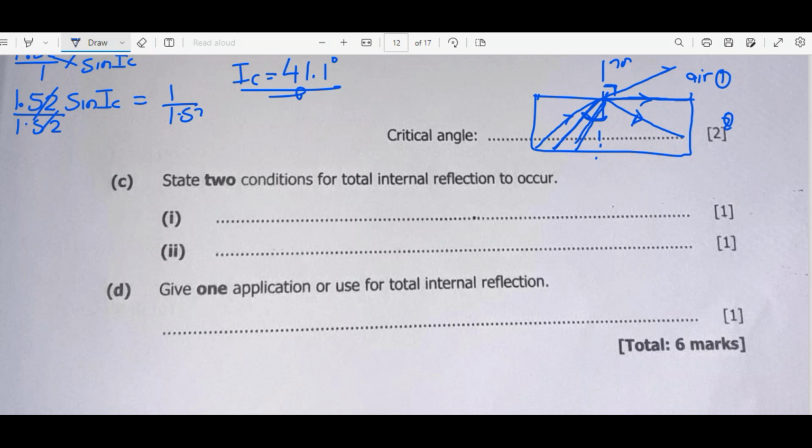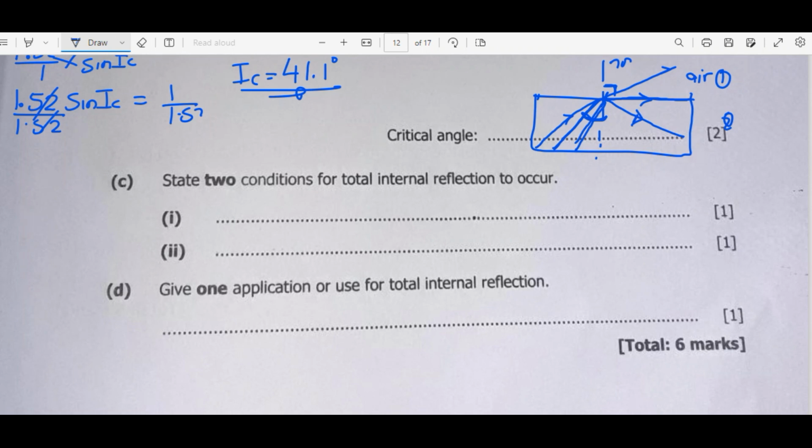Now the first condition that you need to look at for total internal reflection to occur is that light must travel from a more dense medium into a less dense medium. So that is the first. The opposite, according to science, will not take place. If light moves from air into glass or into a more dense medium, total internal reflection cannot occur. But the reverse can give us total internal reflection.